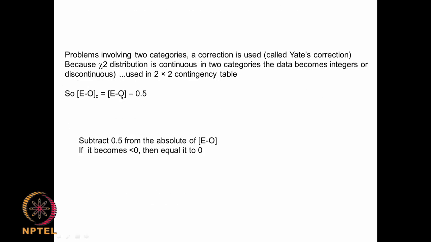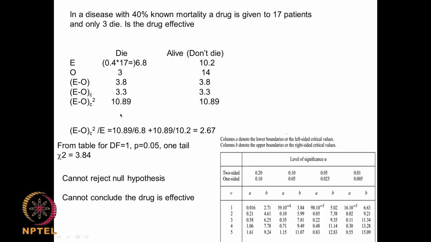So what we do is we subtract 0.5 from the absolute value of E minus O. We will look at a problem in a disease with 40% known mortality. They know that if somebody gets the disease, the probability of them dying is 40%. Now a drug is given to 17 patients and only 3 die. So can we say the drug is effective?